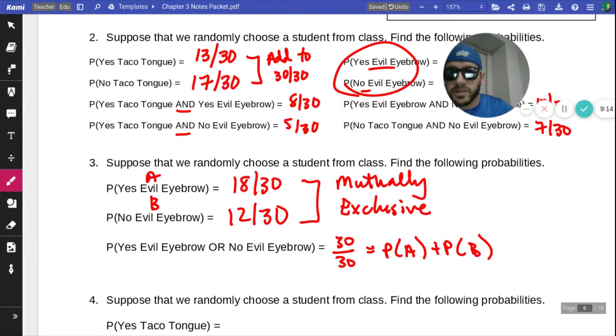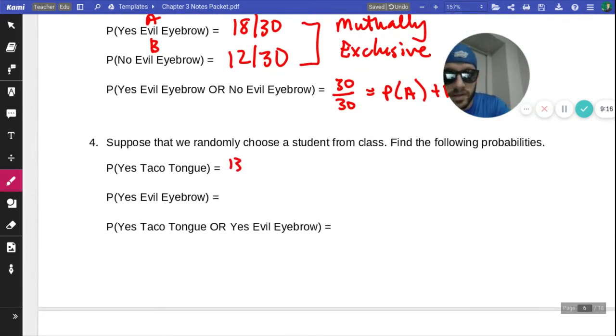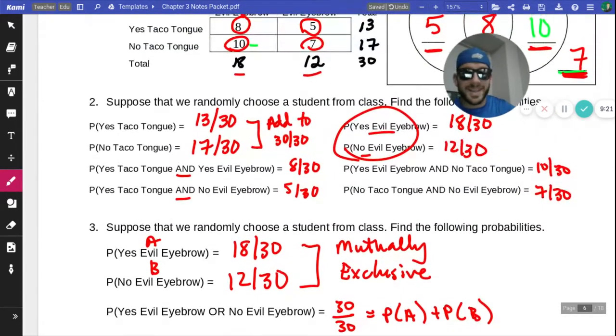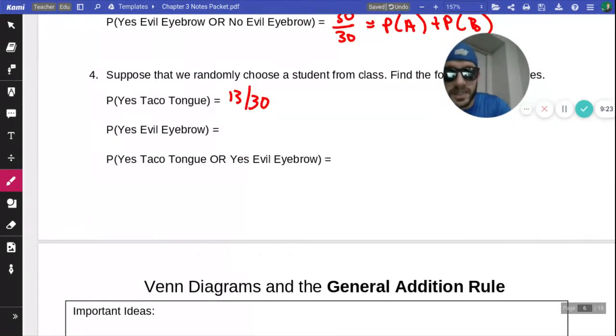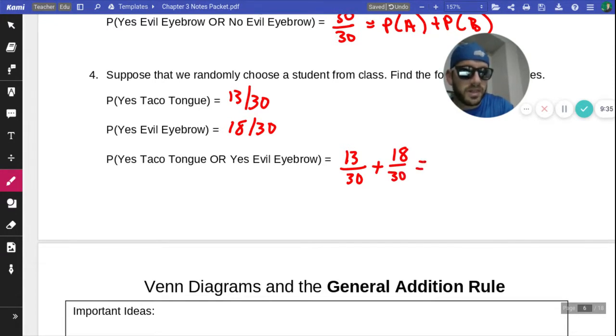Versus if we go down to number 4, when we say yes, taco tongue, we look at taco tongue, and that's 13 out of 30. Probability of choosing someone that can do the evil eyebrow, that's 18 out of 30. If we try that same thing here and say they're mutually exclusive, we can just add them together. What happens, we end up getting 13 and 18 is 31 out of 30. Can you have 31 students out of 30? You can't. That's over 100% in probability. We can't have over 100%.